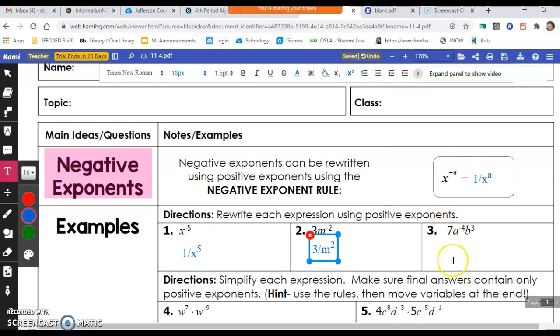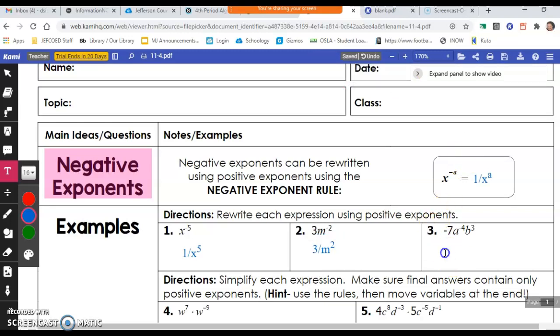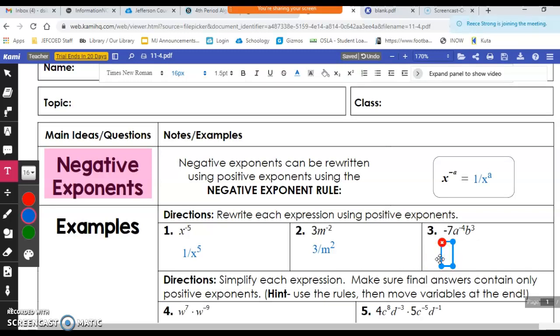Looking at number 3, negative 7a to the negative 4th, b to the 3rd. What's the only thing being raised to the negative exponent? Just the a. So on the top part of my fraction, it's going to be negative 7b to the 3rd over a to the 4th.